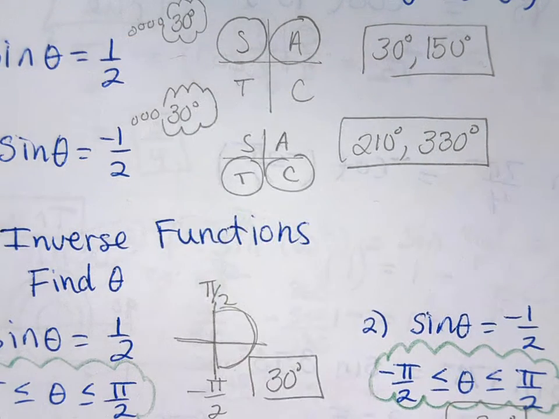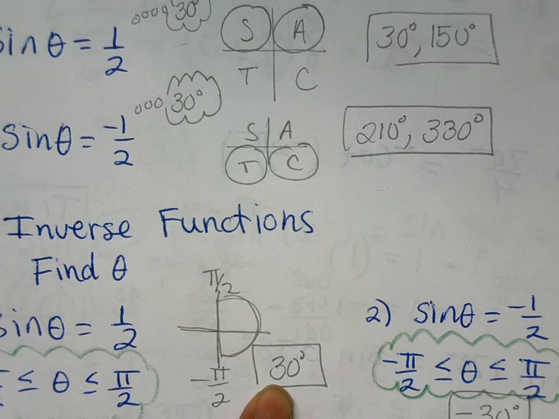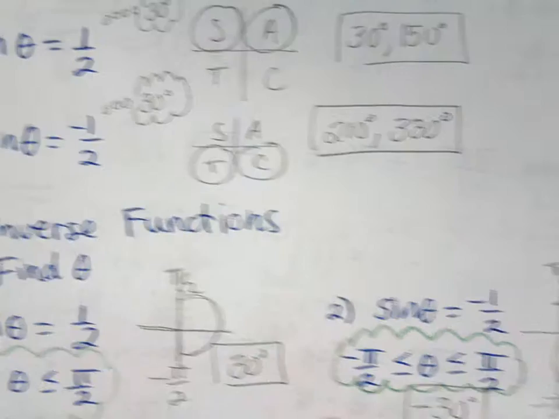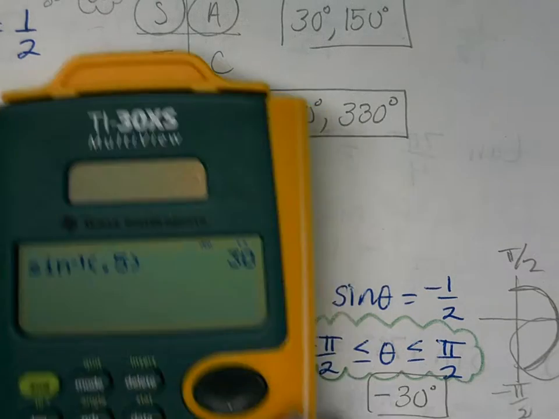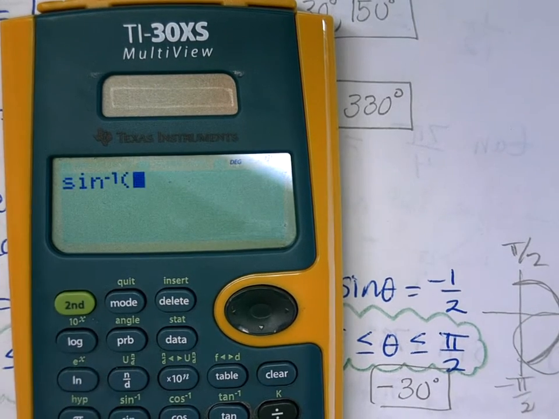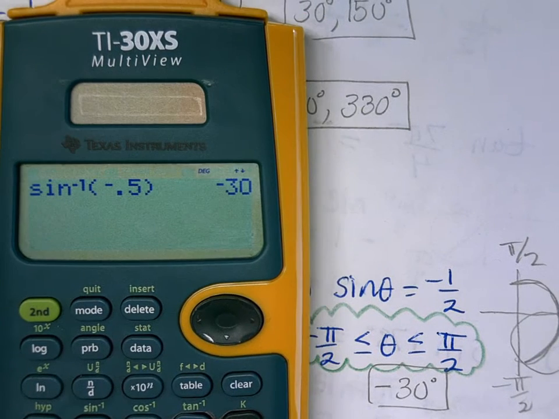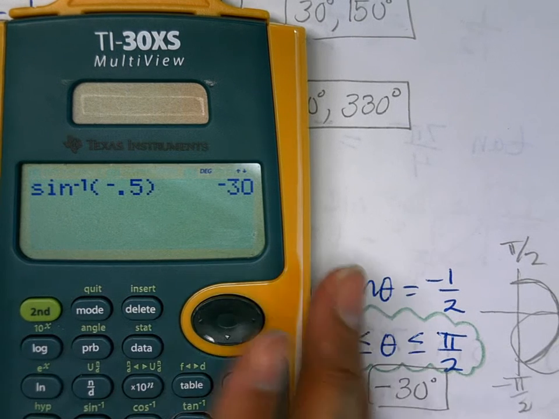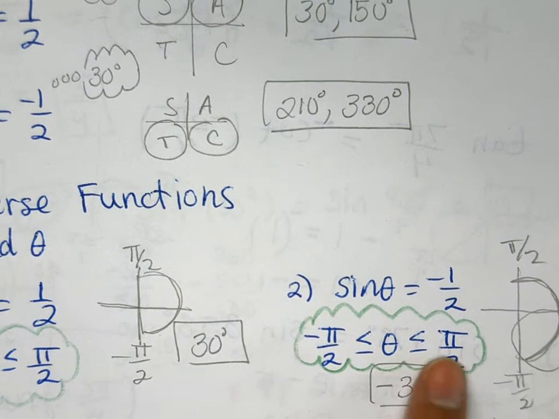And is that what we got here? And only 30. So let's try it again for negative. What do you think the answer is going to come out to be? Okay, so let's try it. Clear, second sine, that means inverse sine of negative 0.5, and the answer is negative 30. Okay, do you see how that works? So the calculators are programmed as well to have this same type of restriction.